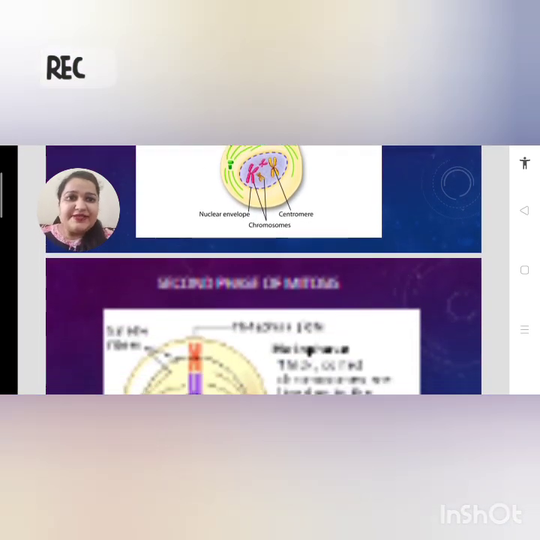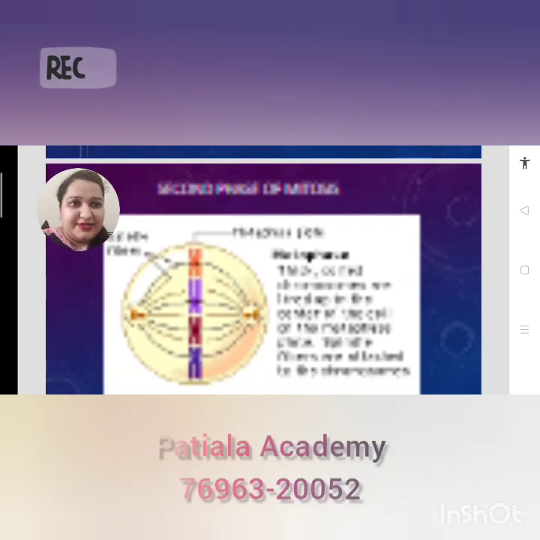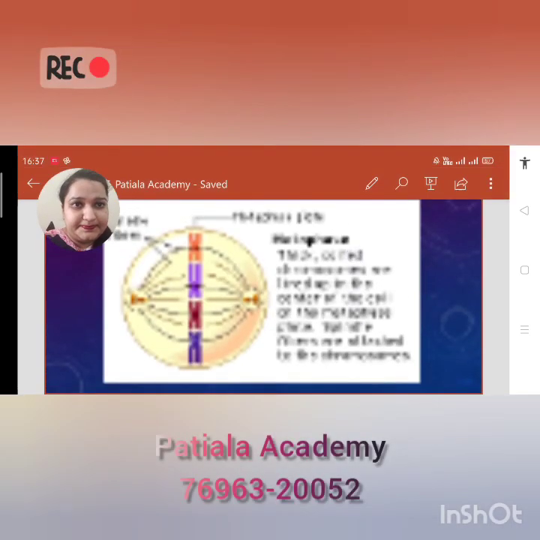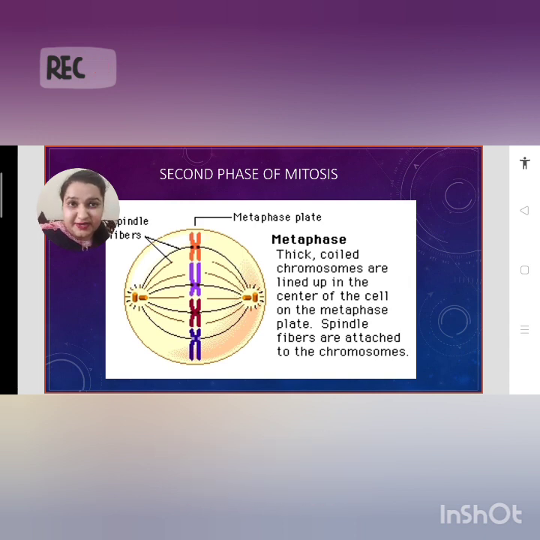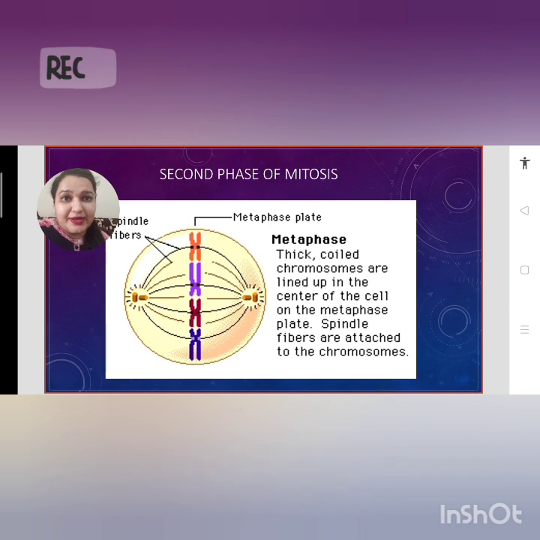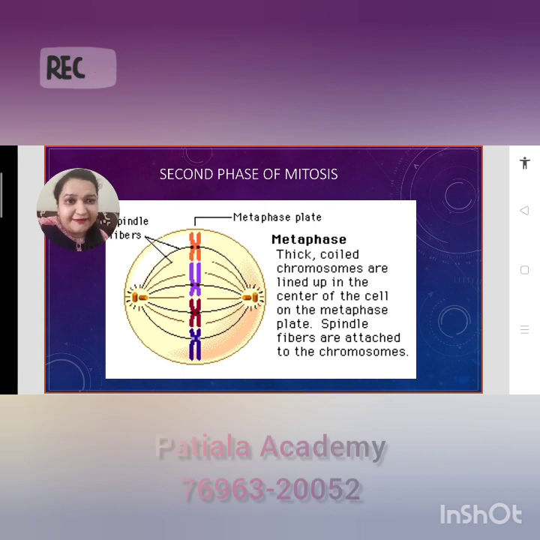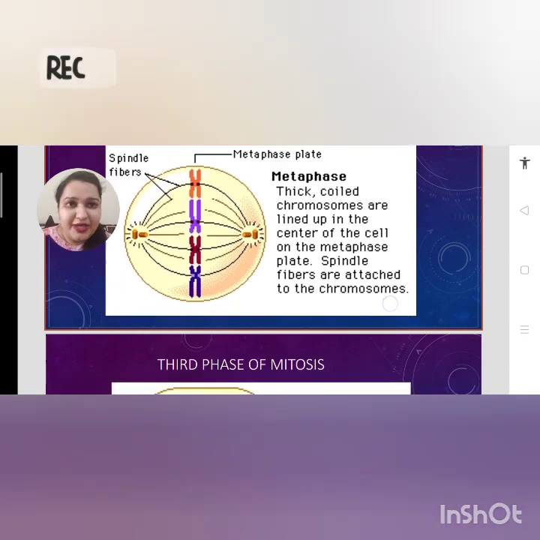Now we come to the second phase of mitosis, known as the metaphase. What happens at metaphase? After the nuclear membrane degenerates, the chromatin material takes the shape of chromosomes, and they arrange themselves at the equator line of the cell, that is at the center position, with the help of the spindle fibers. You can see the diagram on the screen. So this is the metaphase of mitosis.